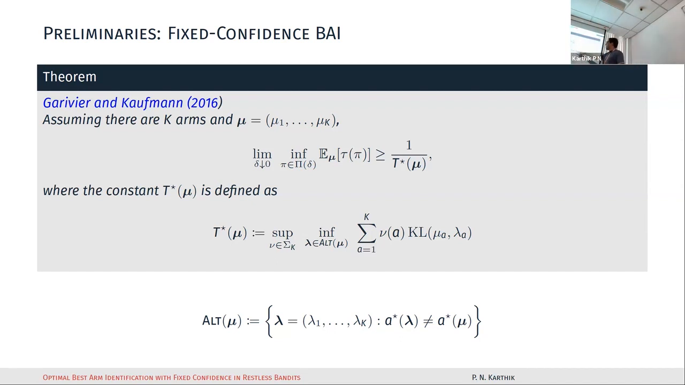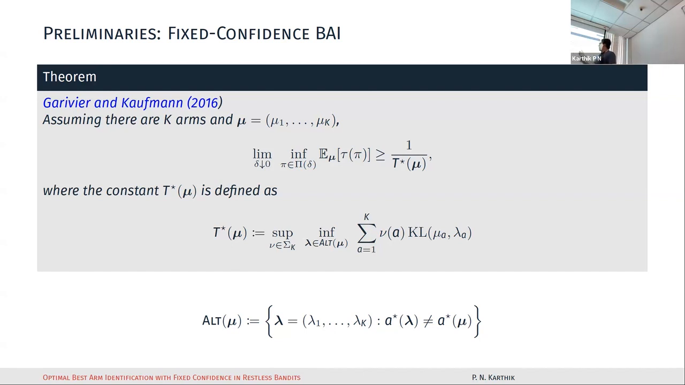So this T star mu arises as the solution to a game between the learner, who is trying to learn the best arm, versus the environment, which is trying to confuse the learner. By confusing, I mean the environment wants to delay the identification of the best arm as much as possible, and the learner wants to identify the best arm as quickly as possible. So there is a conflicting behavior there. So this T star mu is also very well known.